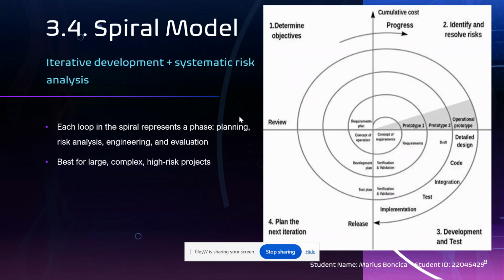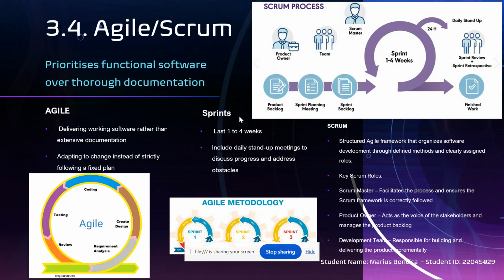The spiral model is iterative development plus systematic risk analysis. Each loop in the spiral represents a phase like planning, risk analysis, engineering, and evaluation. It is the best choice for large, complex, and high-risk projects.